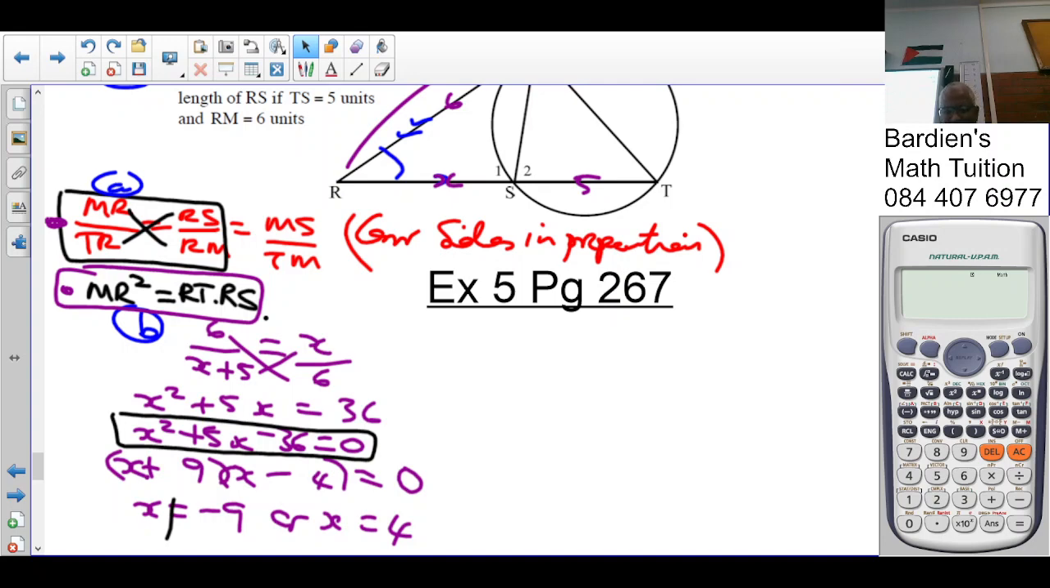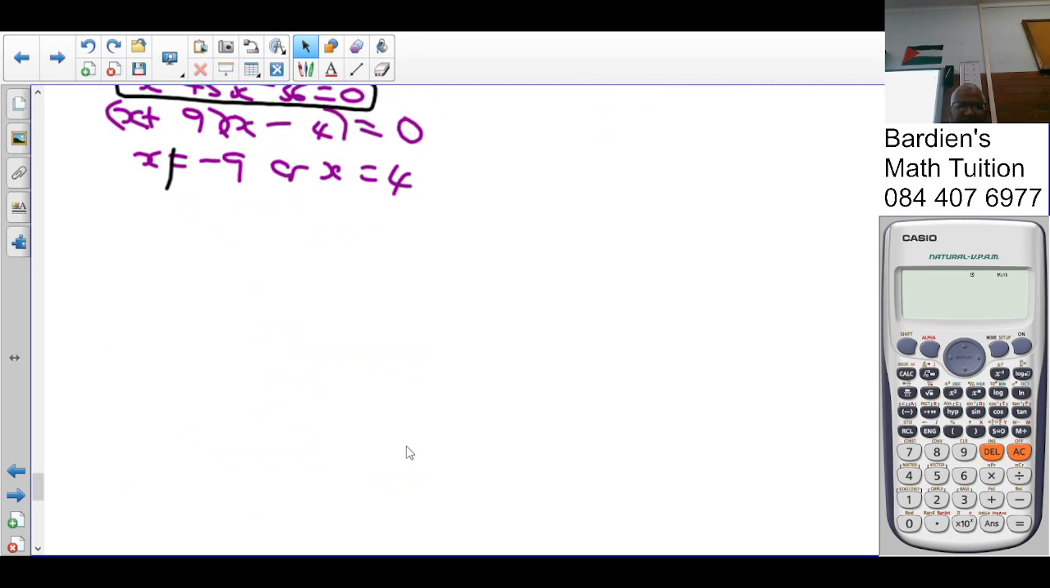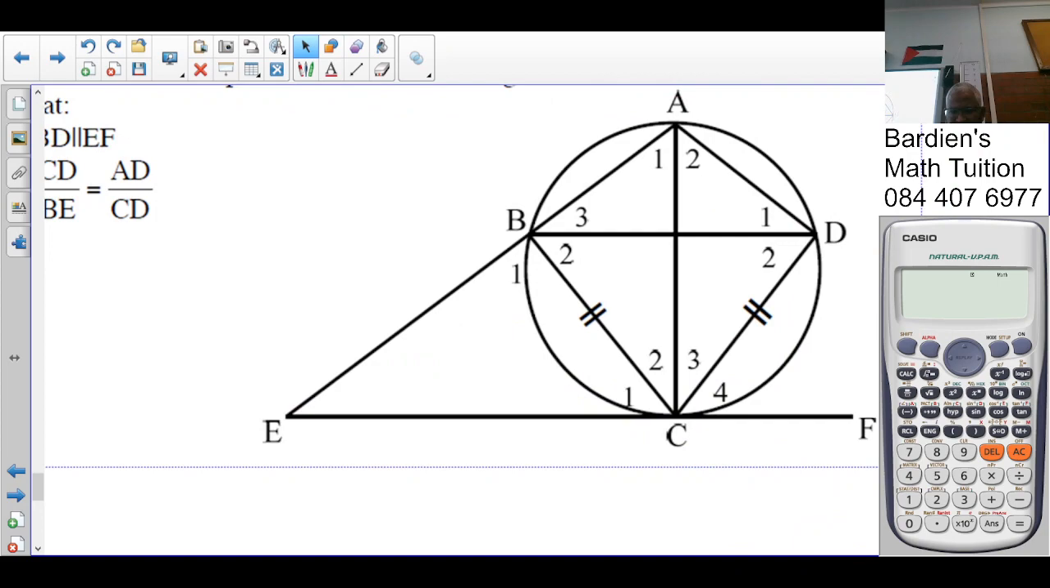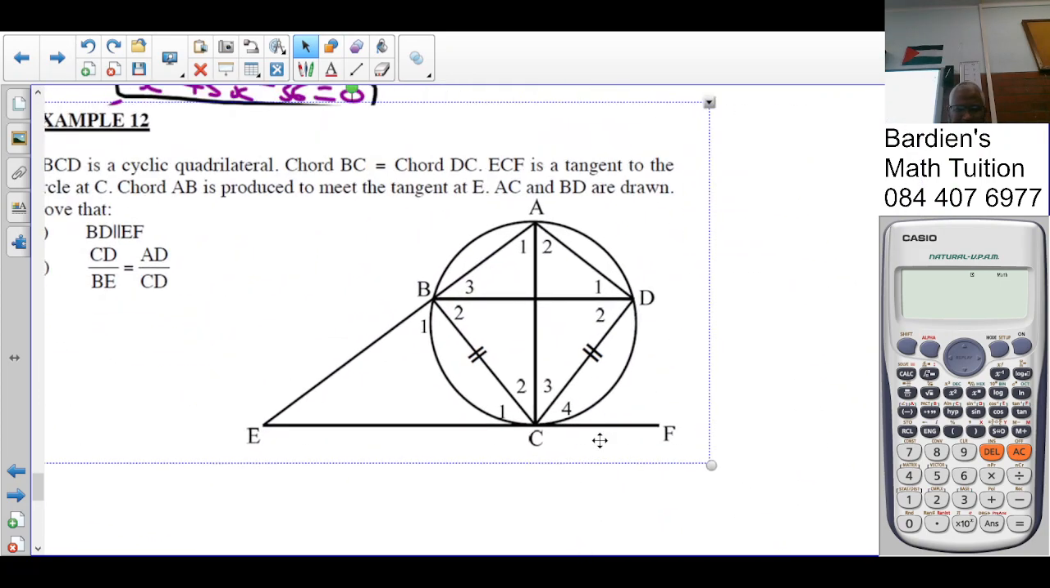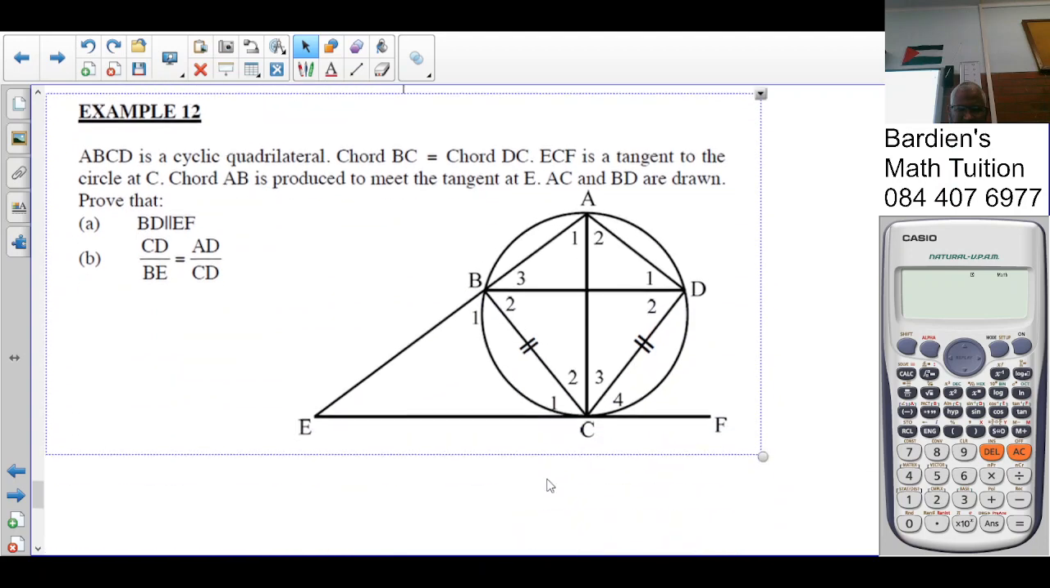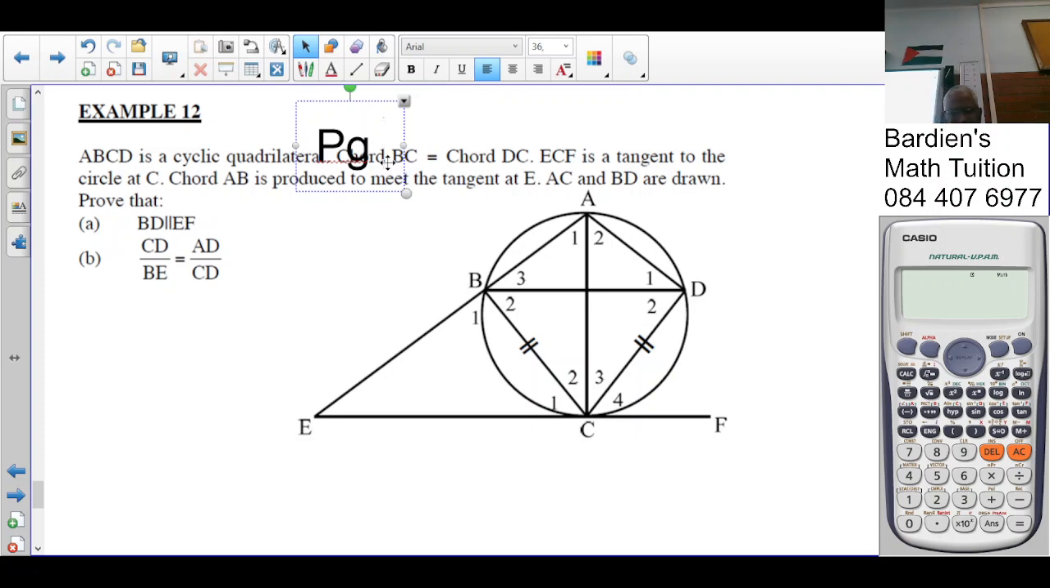So we're looking at example 12 on page 269. I need to do the reverse of the proportionality proof. Application, sorry, not proof, because that is not tested in the exam. But you'll see now what I'm talking about after this, okay? So I need to get through this quickly. All these exercises are very, very important. This is on page 269.